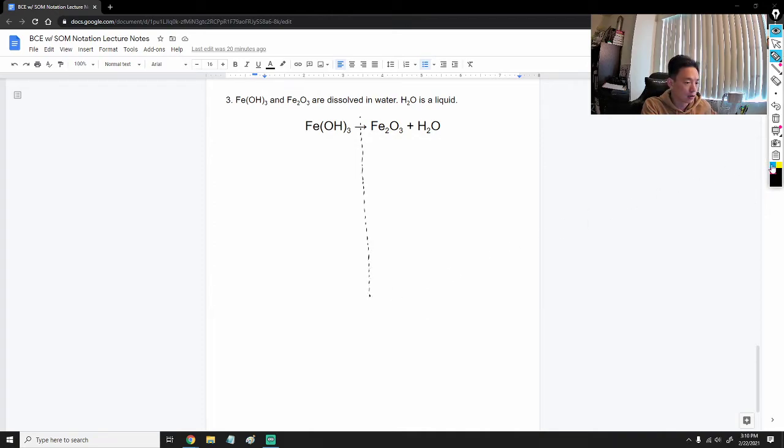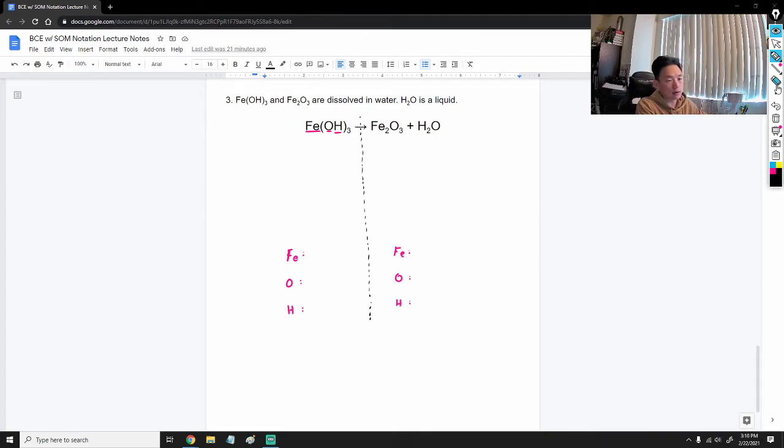And then let's count how many of each element we have. We have Fe, and then we have parentheses OH 3. So if you notice, we have Fe, O, and H. So we're going to have iron, we're going to have oxygen, and we're going to have hydrogen. Okay, which means we're also going to have iron, oxygen, and hydrogen on the right side as well.